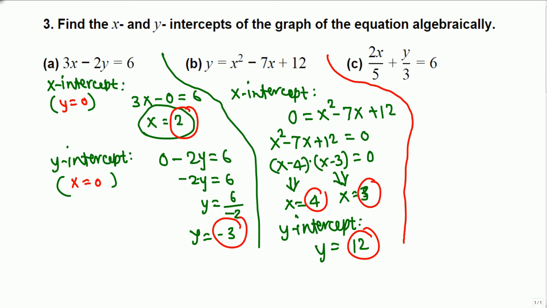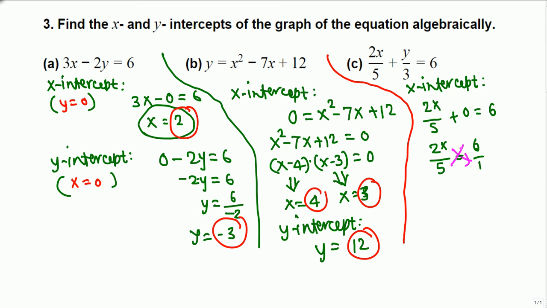Okay, same thing. For the x intercept, we plug in y equals 0 and solve for x. Plug in y equals 0, we get 2x over 5 plus 0 over 3 equals 6. That is the same as 2x over 5 plus 0 doesn't count, equals 6. 6 is the same as 6 over 1. Now we solve for x.